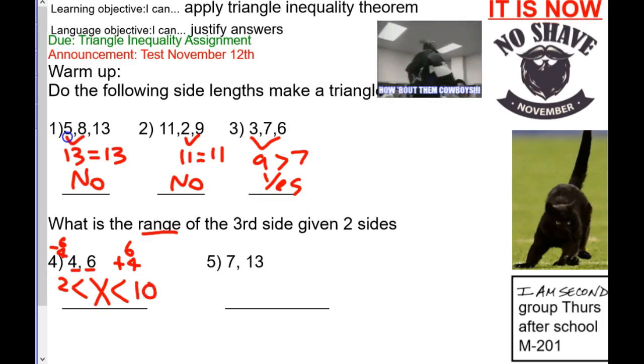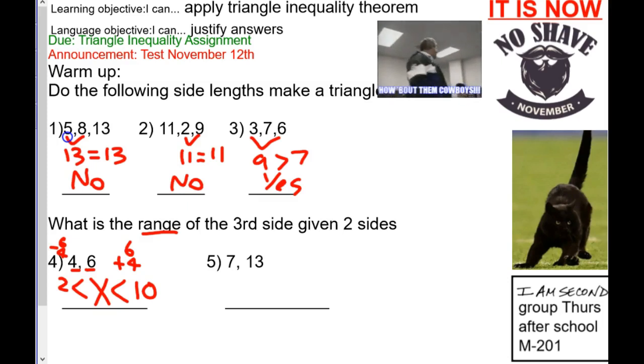So here's why it's true. Remember how they can't be equal? Right? Like the two smaller ones can't add up equal to the third side? So here's the deal. If it was 2, I'd have 2, 4, and 6. And 2 and 4 would equal 6, right? So you can't be equal, so it has to be greater than 2. That's the smallest it can be.